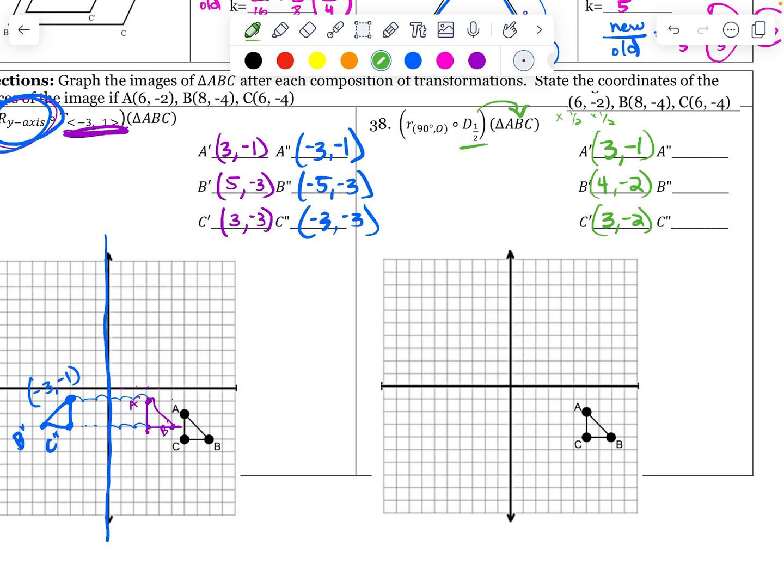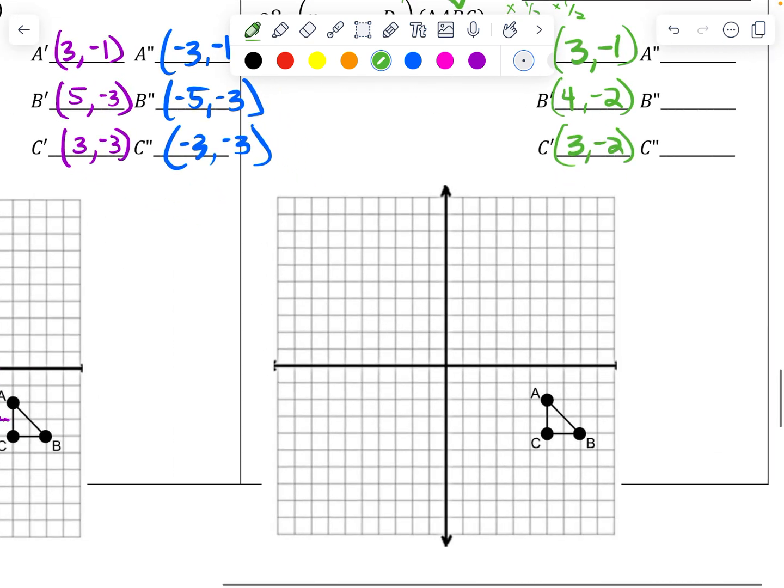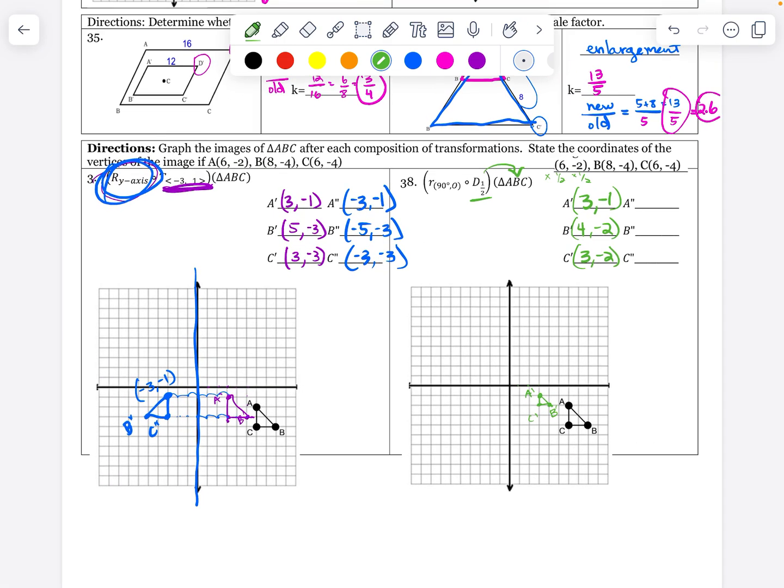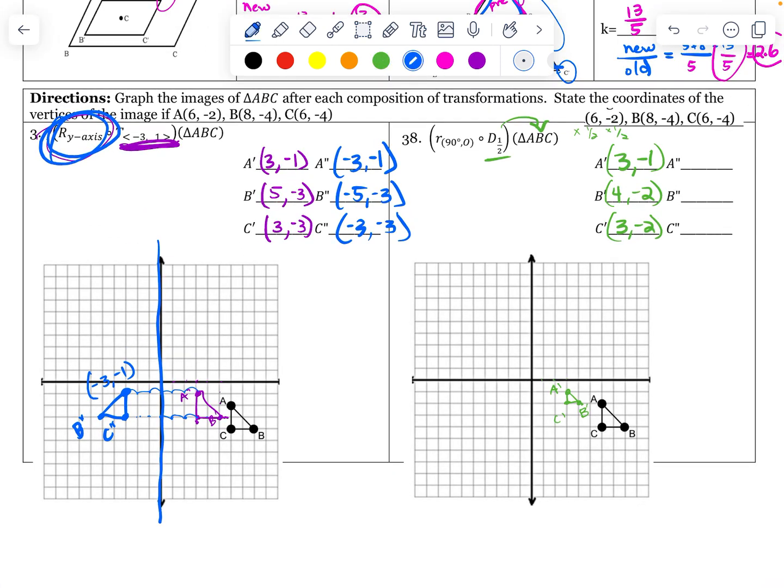What is a half of each one of those? All right, so A prime, dilation first. So 1, 2, 3, 1. There's A prime. 1, 2, 3, 4, 1, 2, B prime. Gotta be a teeny tiny little picture. 1, 2, 3, 2, C prime. Little bitty triangle.